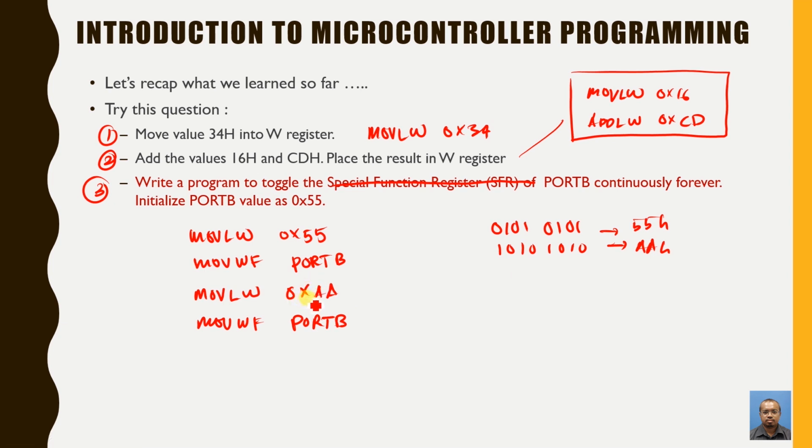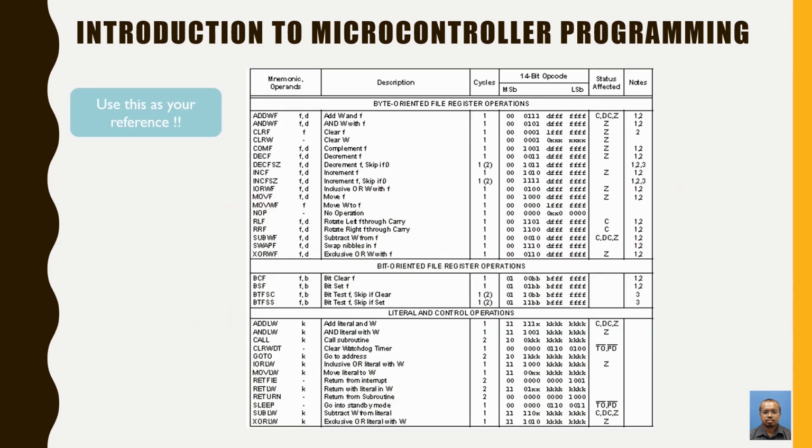So how do we make it continuously repeating program code? You have to use GOTO and then loop. Okay, so the loop label has to be here. So MOVLW 0x55 to port B, then MOVLW 0xAA to port B, and then GOTO loop. It will loop again and again like forever. You have to use the list of instructions as a reference, so you have to follow the format.